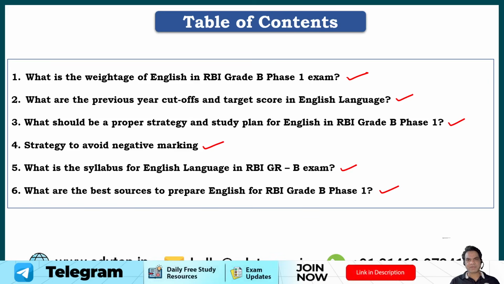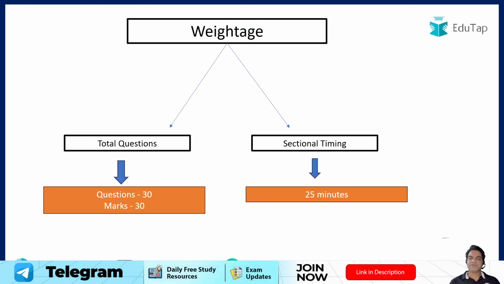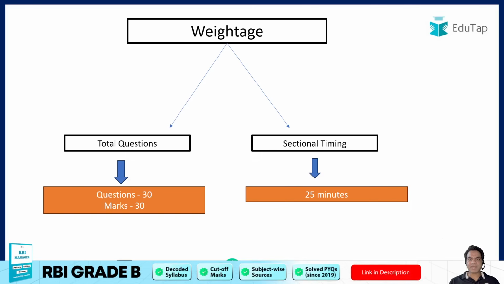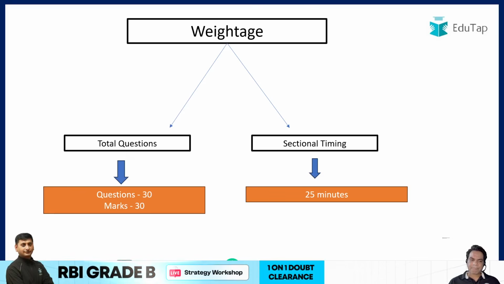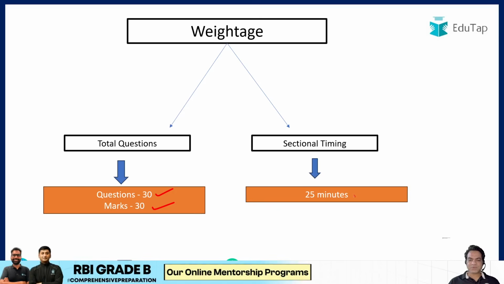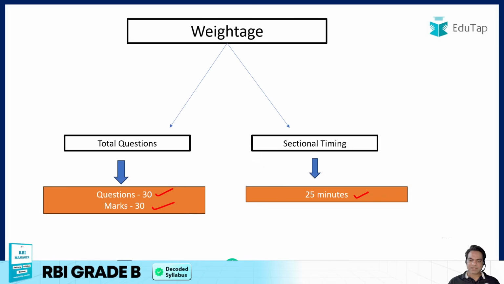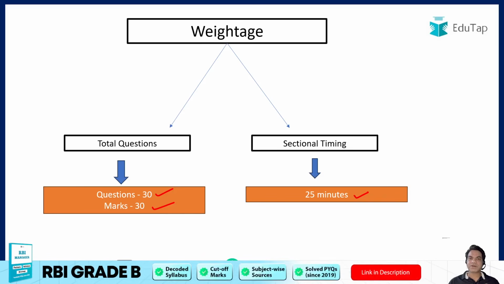Let's dive deeper into the topics and understand what should be a strategy to score 20 plus marks in this exam. First of all, let's understand the weightage of RBI Grade B Phase 1 exam, and in this exam, what weightage does English language hold? Now, guys, in English language, you have 30 questions worth 30 marks, and there is negative marking as well. And the sectional timing is only 25 minutes. So, you need to understand in 25 minutes, you should be able to target the maximum number of questions from different sections in English language, guys. Now, how many questions can you target and what should be your target score? We are going to discuss that right now.